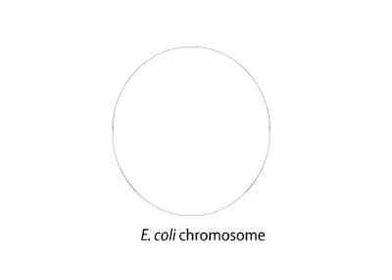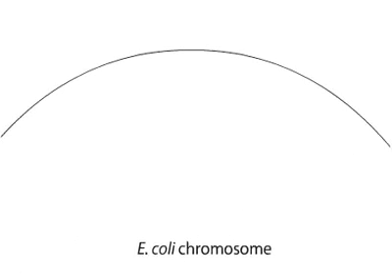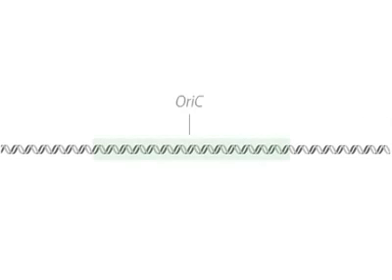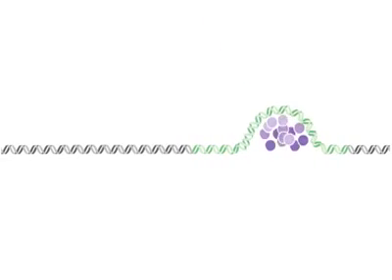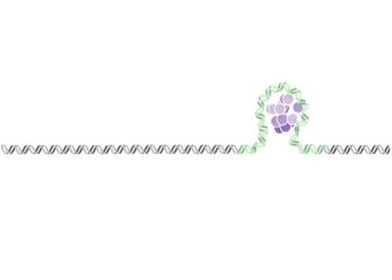The initiation of replication requires a particular DNA sequence called the origin. This sequence is called oriC in the E. coli chromosome. A protein called the initiator protein binds to oriC and causes the DNA to unwind.